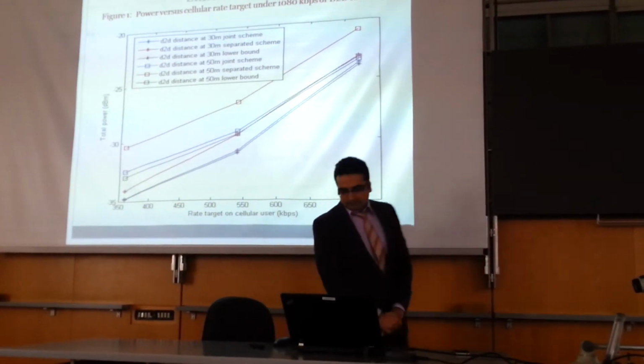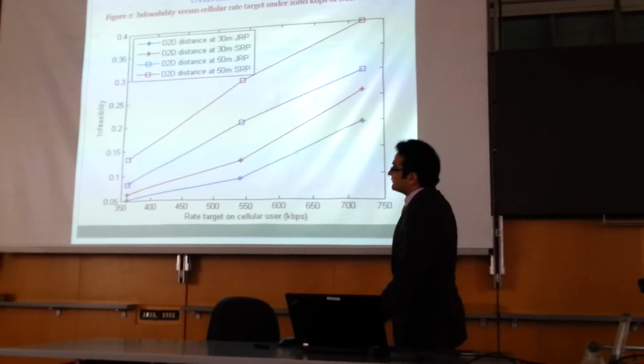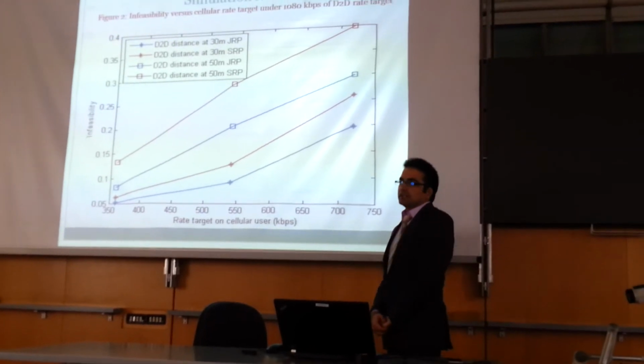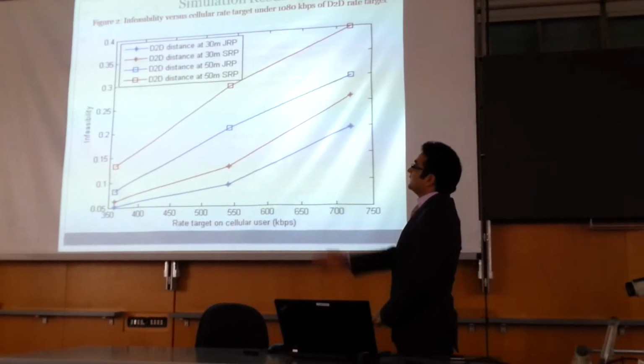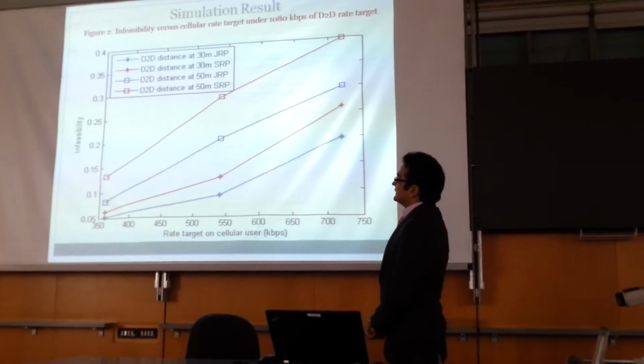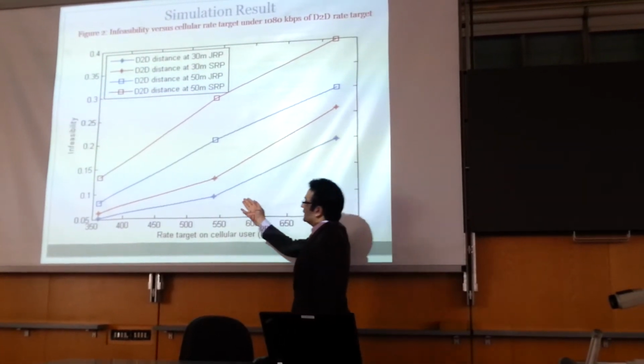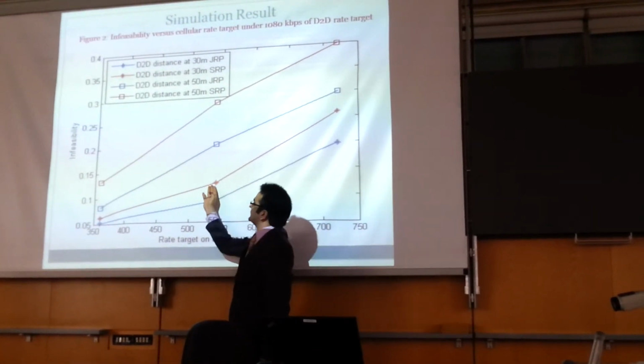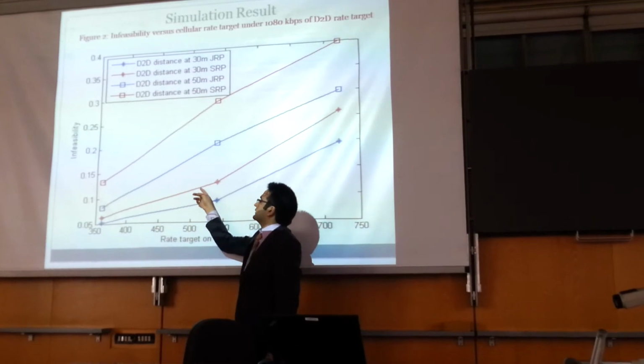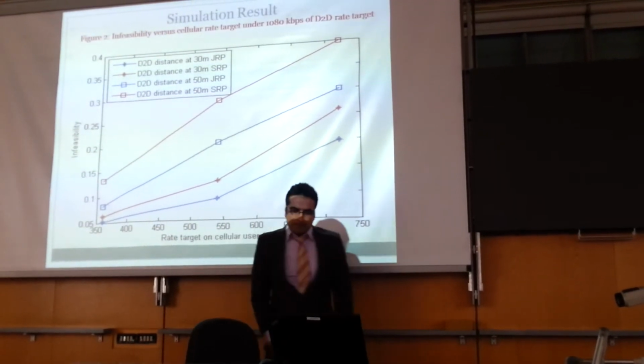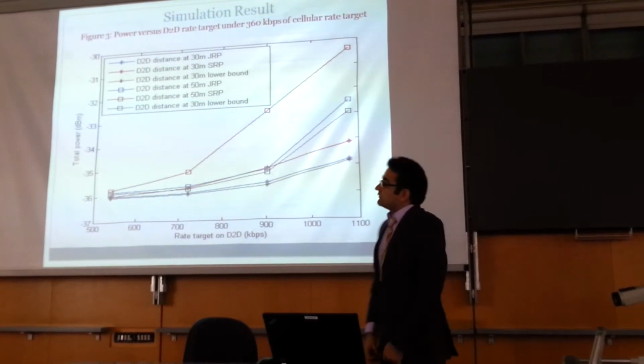Sometimes we also have cases where our constraints are violated, and we call this infeasibility. Here you can see the GRP scheme is always less infeasible as compared to the SRP scheme, and this is for 30 meters and this is for 50 meters. This is the final result.